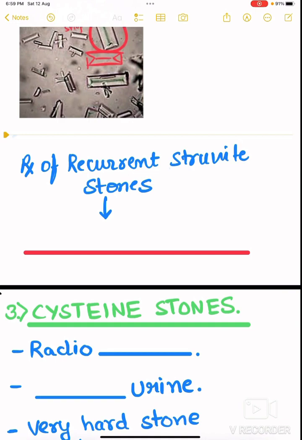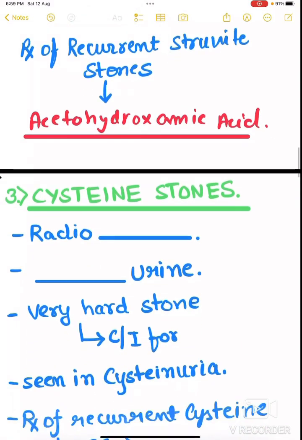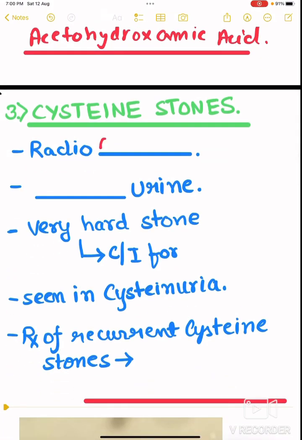It is very easy. It is acetohydroxamic acid, right? Generally not asked in examination. Next, cysteine stones. Cysteine stones are again radio opaque.